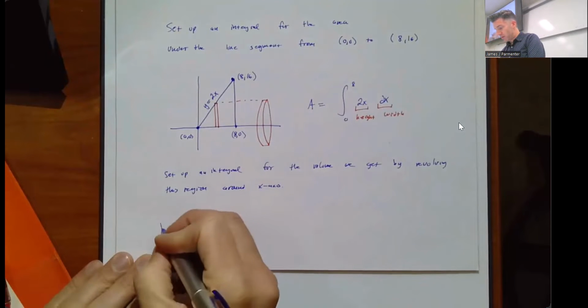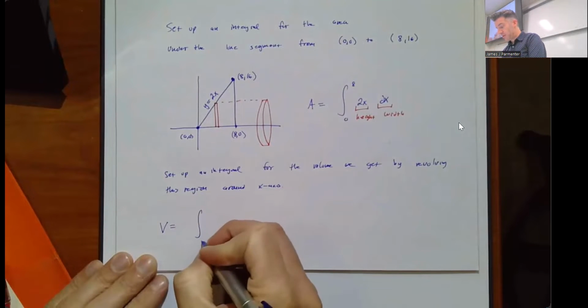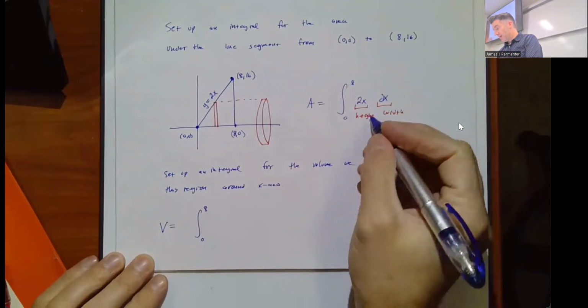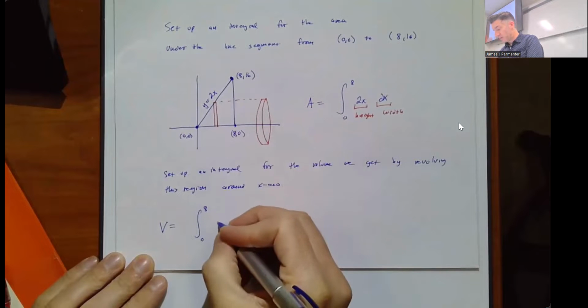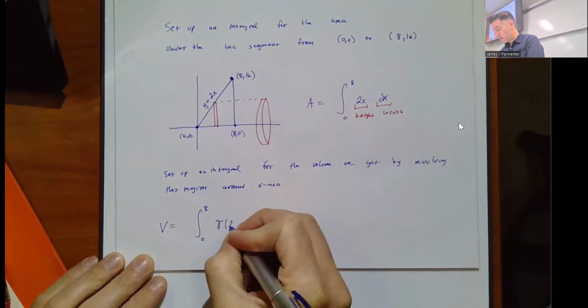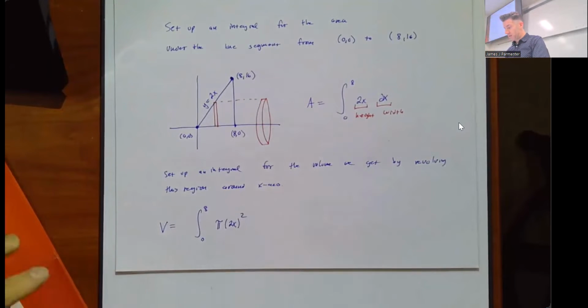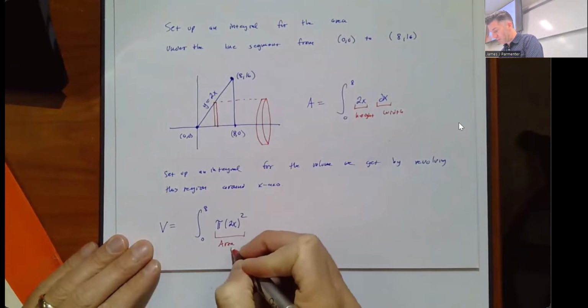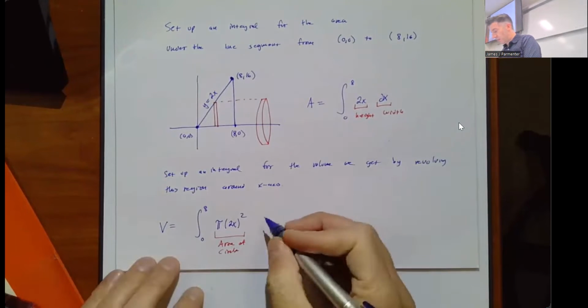So our volume here is going to be still the integral from 0 to 8, right? No matter if we're doing rectangles or discs, we're still going as far left as 0 and as far right as 8. And now it's going to be, instead of the height of our rectangle, the area of our disc, or the area of our circle, if you prefer. And the width is still the width.